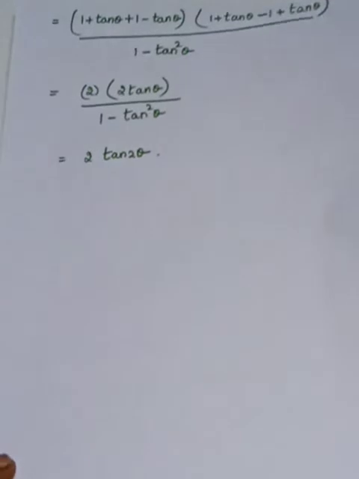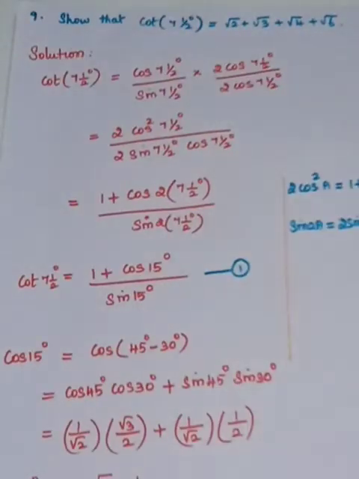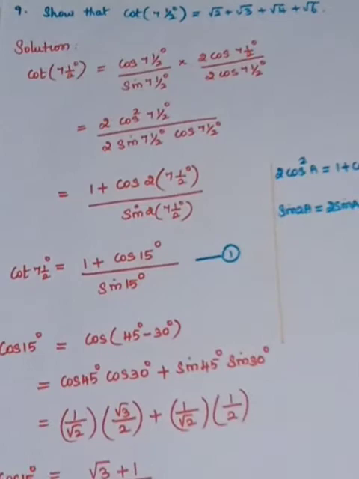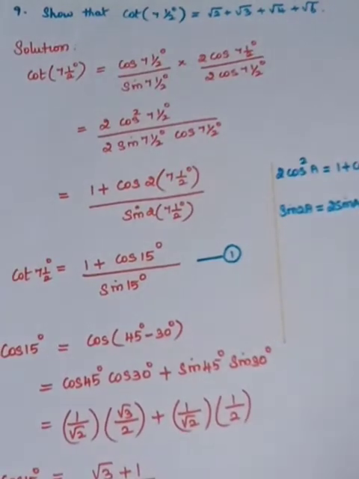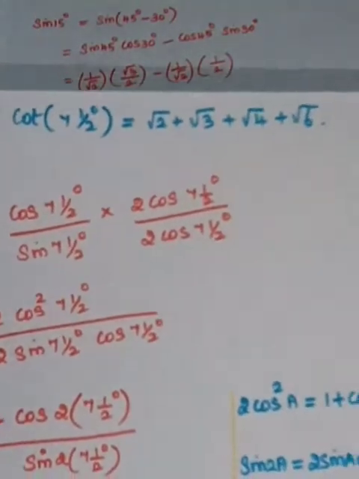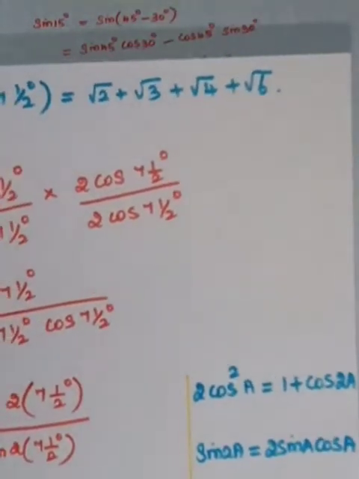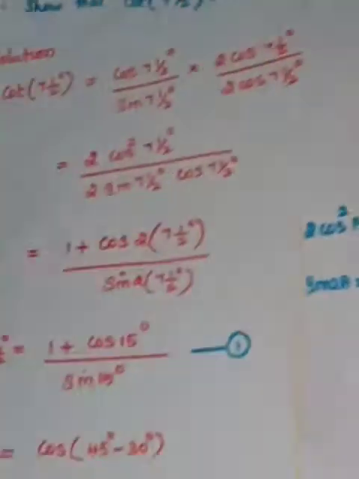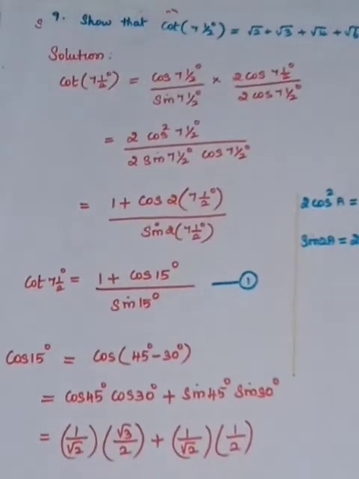And we are coming to the next problem. What is that? It is problem number 9. So cot 7.5 degree is equal to root 2 plus root 3 plus root 4 plus root 6. You see that? Cot 7.5 degree is equal to root 2 plus root 3 plus root 4 plus root 6, we have to prove. Okay, take cos 7.5 degree.